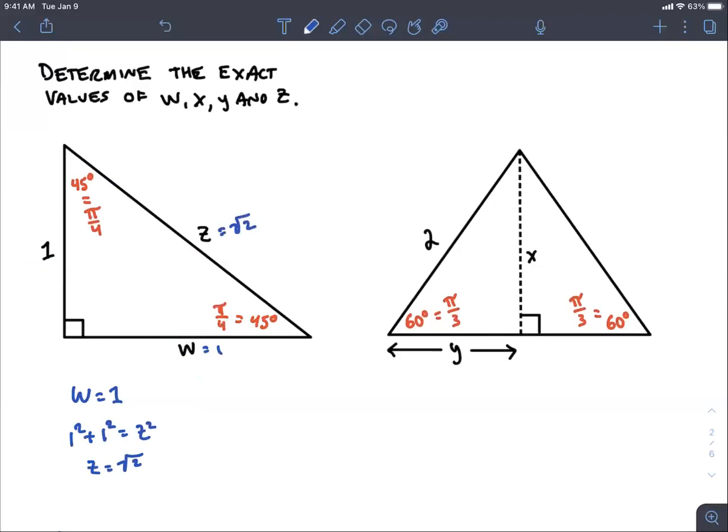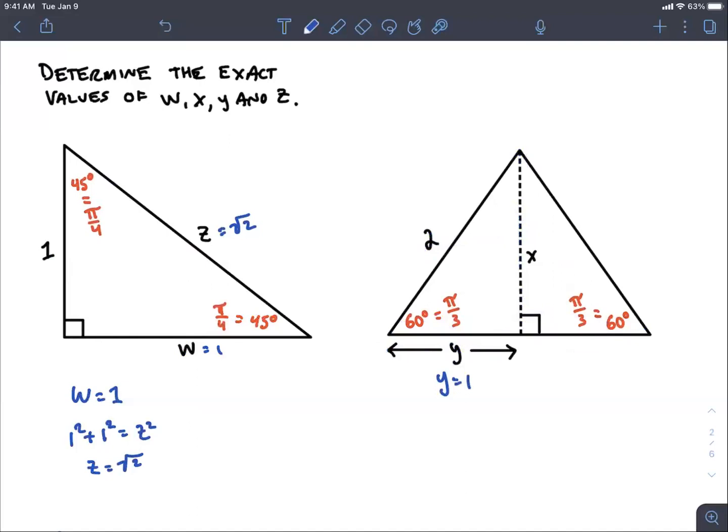And then in the other triangle, if you take an equilateral triangle and cut it down the middle, then this altitude of the triangle would cut the base in half. So Y should be half of this entire length. And since it's equiangular and equilateral, these three angles are the same, all three sides are the same, and this whole side is 2, so Y must be 1.